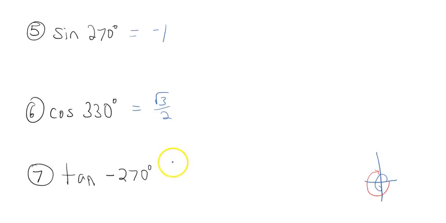If I'm doing the tangent, tangent is sine over cosine, so y over x. And this time the 0 is on the bottom, and that is undefined. If you need more help with that, just ask.